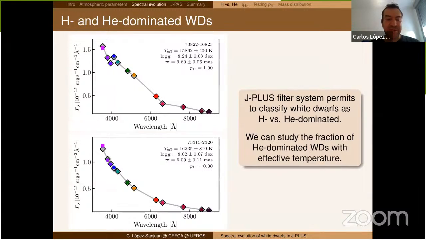And finally, the most important thing for this work is that the J-PLUS filter system permits to classify the white dwarfs into helium and hydrogen dominated. Here you see two examples of two white dwarfs of similar effective temperatures, 16,000 Kelvin, but different compositions. And you can see how the photometry is different. So from J-PLUS we can say that the upper object is hydrogen dominated and the lower is helium dominated.